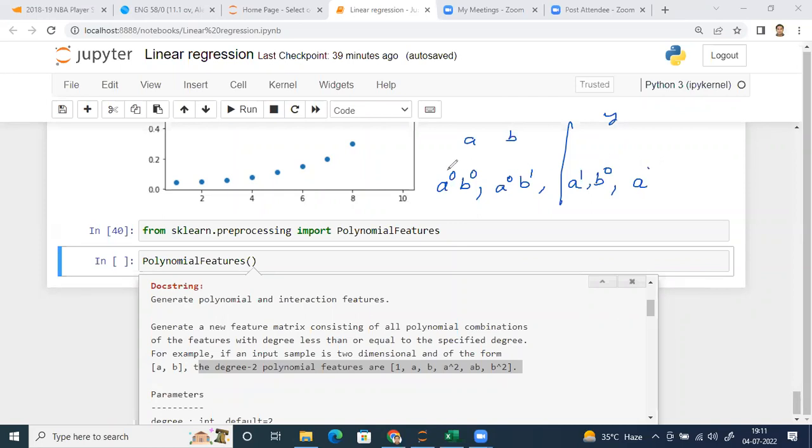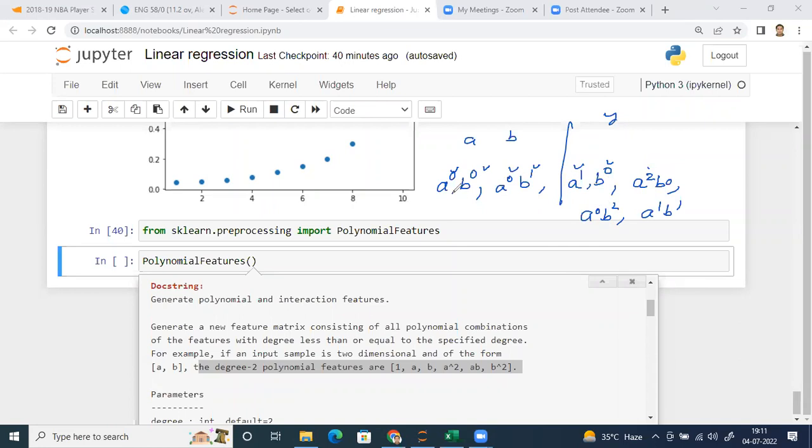I think everything has been covered. A0, B0 will be 1. A0, B1 is fine. A1, B0 is fine. We can mention it this way: A2, B0. We can mention A0, B2, right? And we can mention A1, B1. So up to degree 2, all the polynomial combinations will be created. So we mentioned 0, 0, 0, 1, 1, 0, 1, 1, every possible combination.